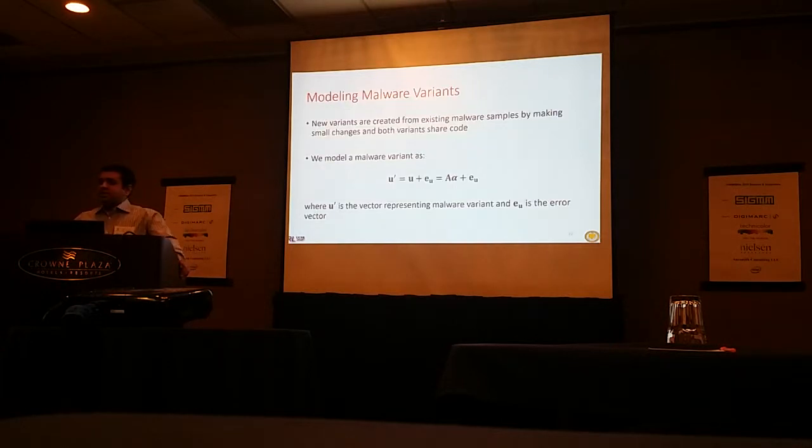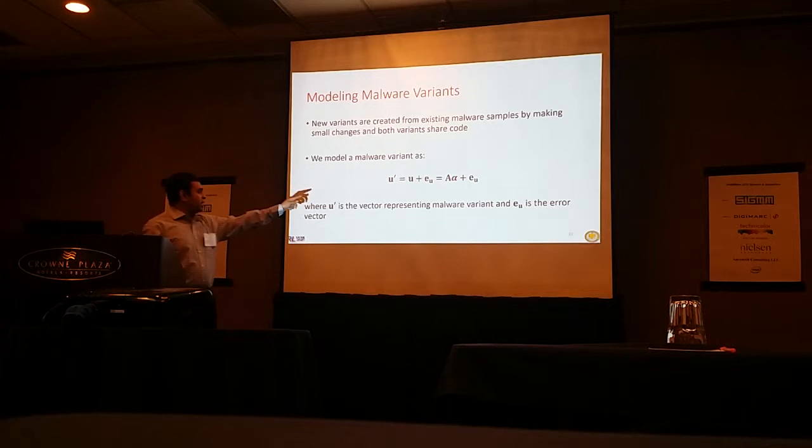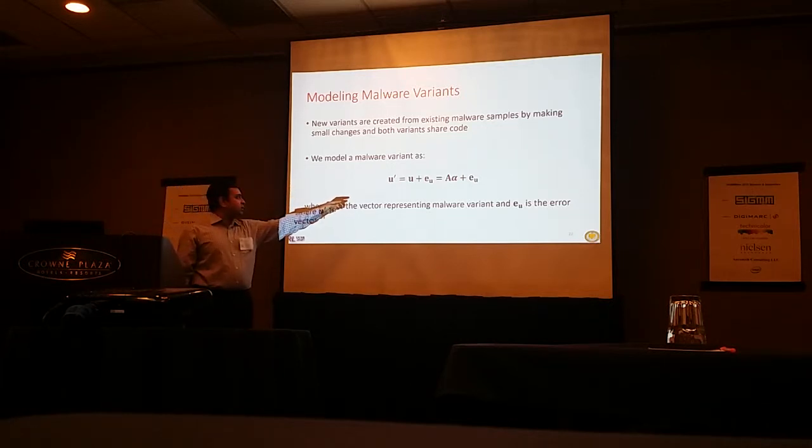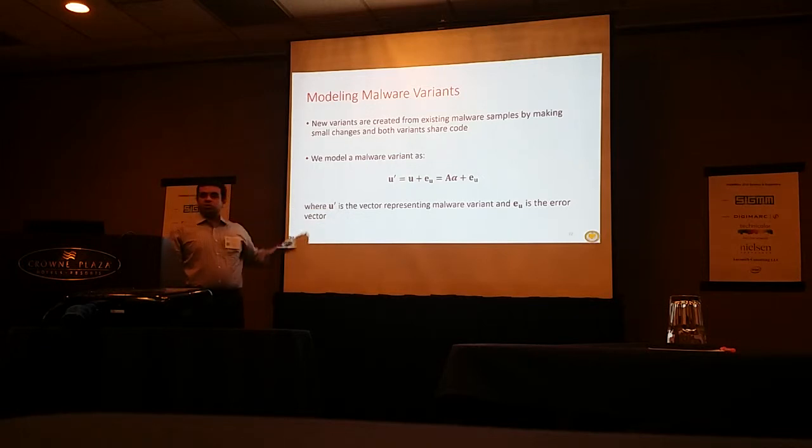And now the question is, I initially talked about malware variants, so how do we model them? If you remember, the malware variants are created by making small changes to the code. So there's a good chance that they share commonalities between both codes. So we model a new variant as U dash, where U is the original malware, U dash is the variant, and EU is going to be the error vector.